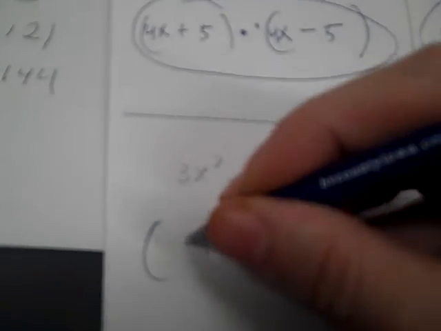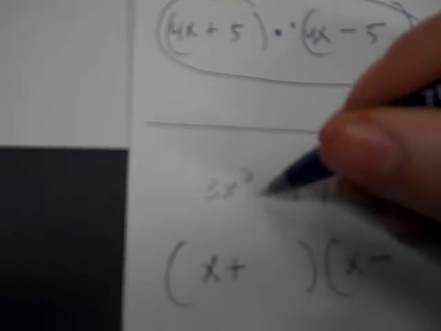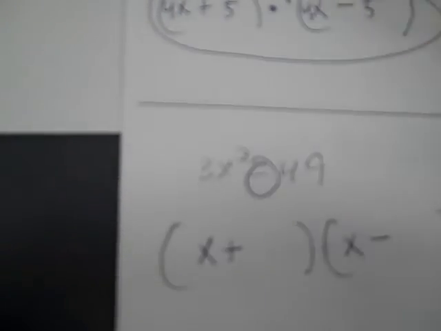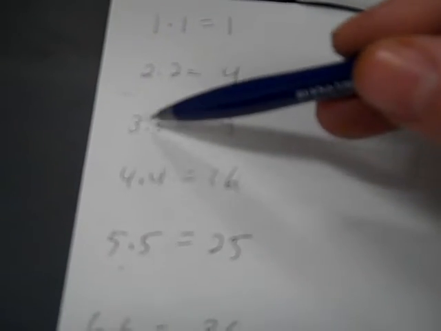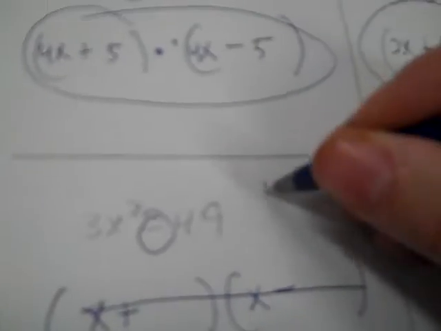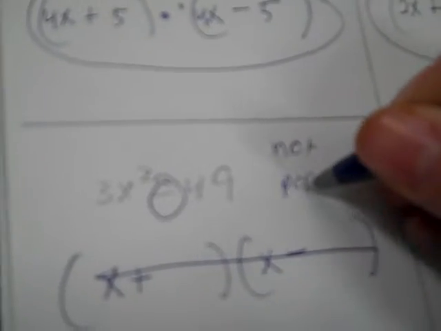X to the second, x, x. Okay, now is this number negative here? Yep, so I keep going. Now 3, is 3 on my list? One of these numbers here? No, 3 is not on the list. You don't look here, okay? Nope, 3 is not on the list. Cross it out, not possible.